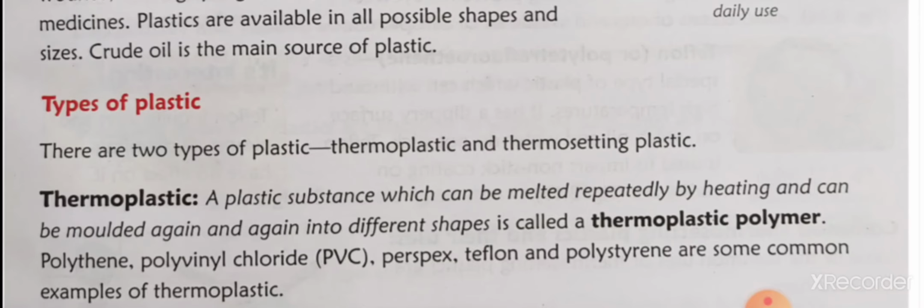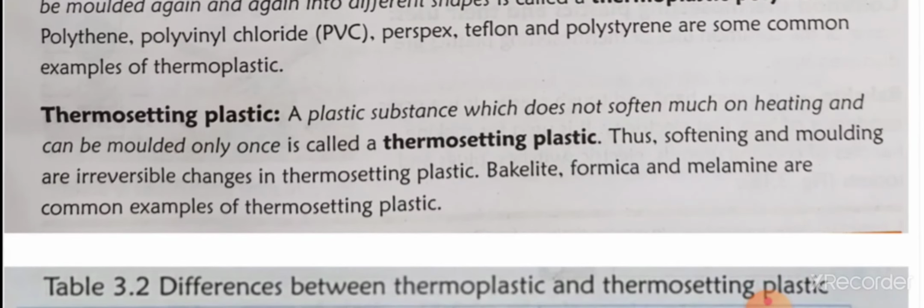polythene, polyvinyl chloride, that is PVC pipes we are using in our home also for water supply, perspex, Teflon, polystyrene are some common examples of thermoplastics. So a few examples: polythene, PVC, perspex, Teflon, polystyrene. These are a few examples of thermoplastic. Now we'll see what is thermosetting plastic. We have seen thermoplastic, now we'll see thermosetting plastic.